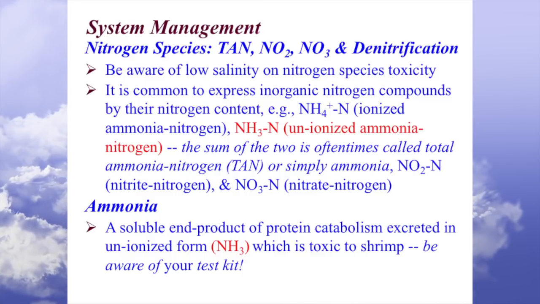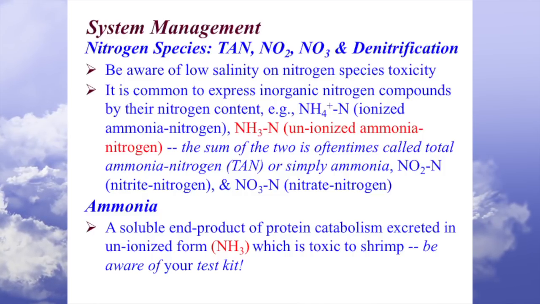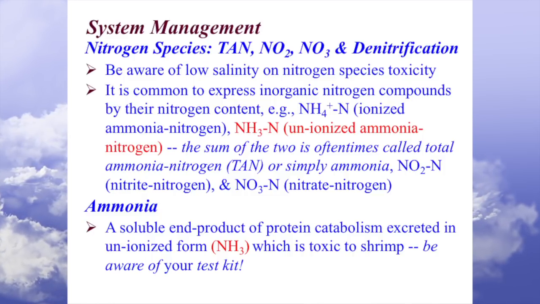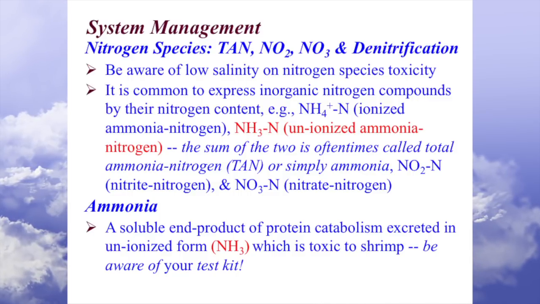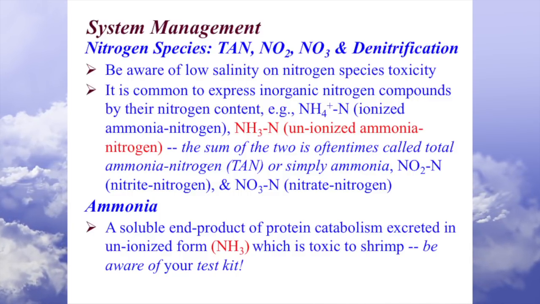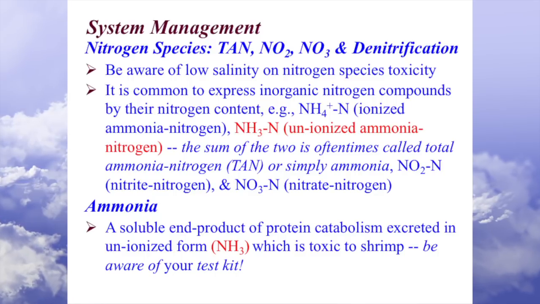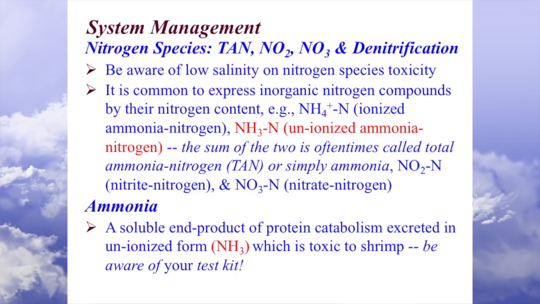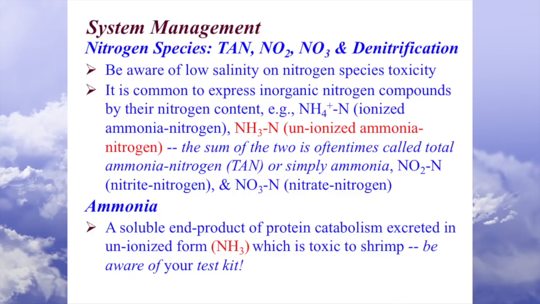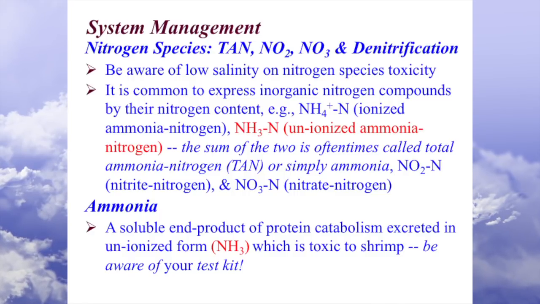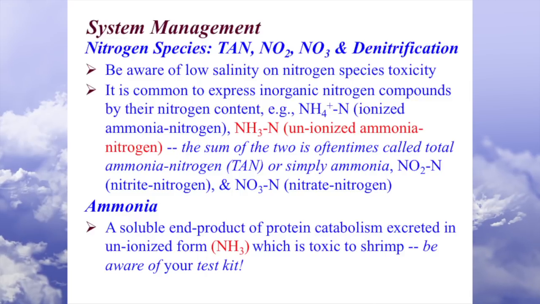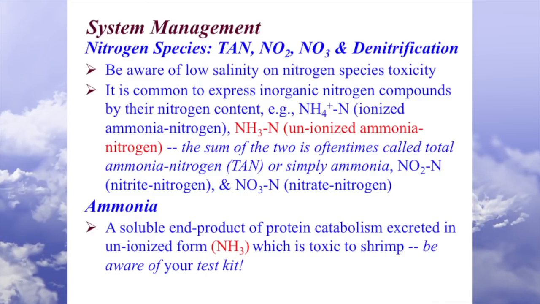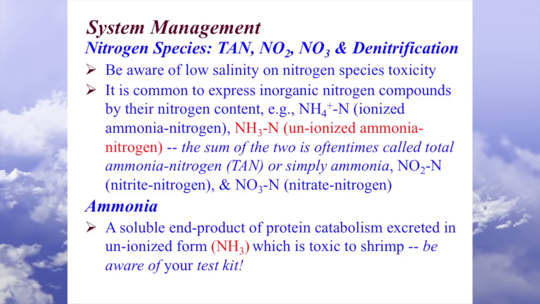And you need to be aware, based on the test kit or the method that you are using, whether or not you are monitoring NO2 or NO2-N or NO3, NO3-N, it makes a big difference. Ammonia is a soluble end product of protein catabolism that is excreted in its unionized form, which is toxic to the shrimp.